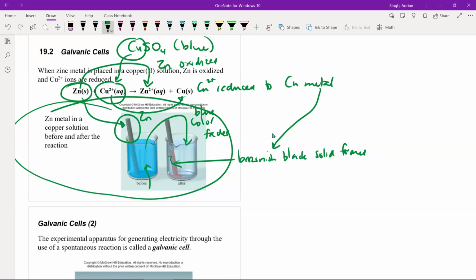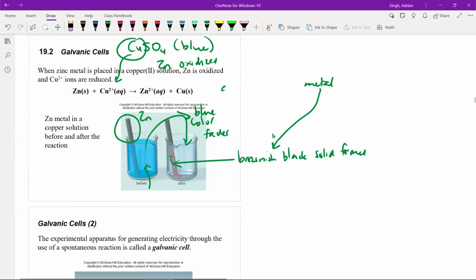As the copper gets reduced, well, what happens to the color? Well, the copper 2+ is responsible for that blue color. And as that copper 2+ goes away, the color fades. That should make sense. As the copper metal is formed, it coats the zinc metal that's there. So again, this is a redox reaction. If you look closely at this reaction, there is a transfer of electrons. Electrons are being transferred from something to something else.